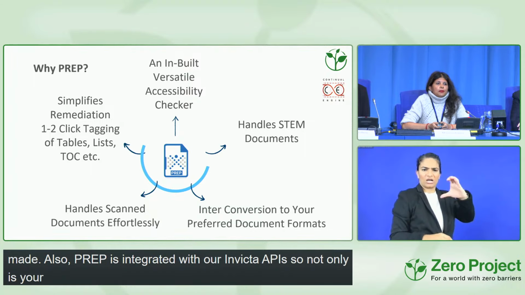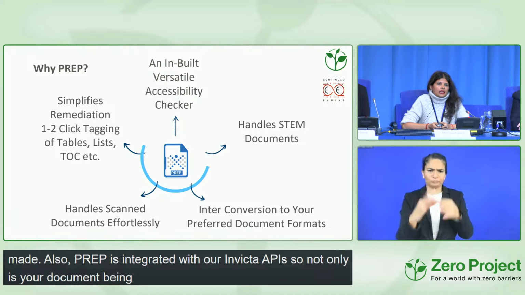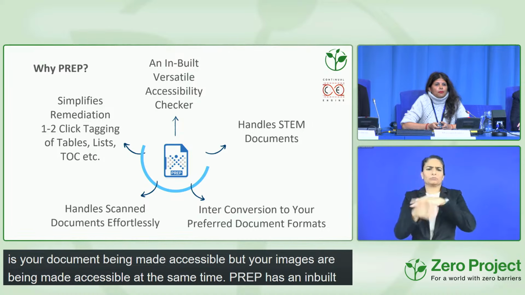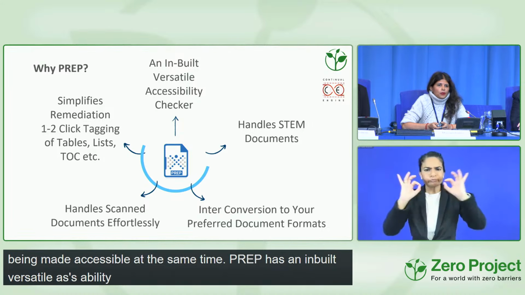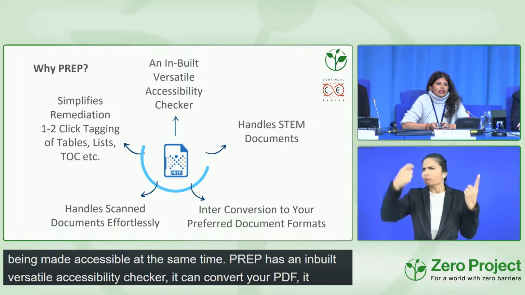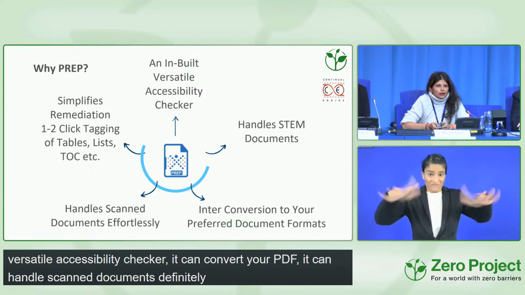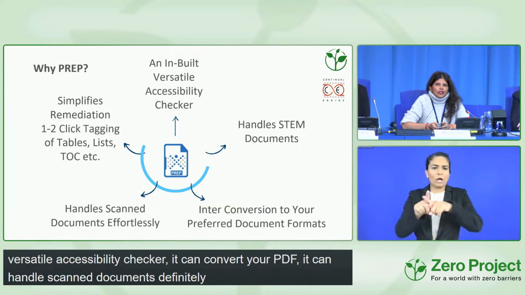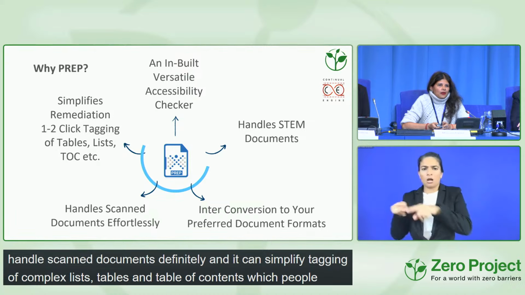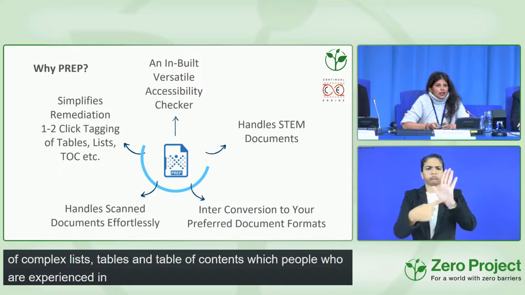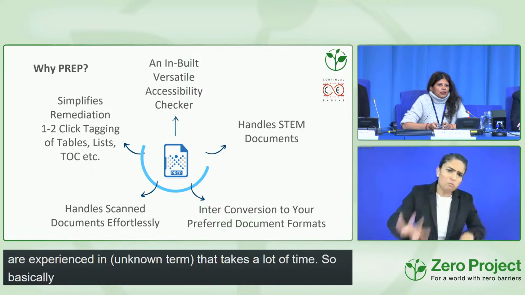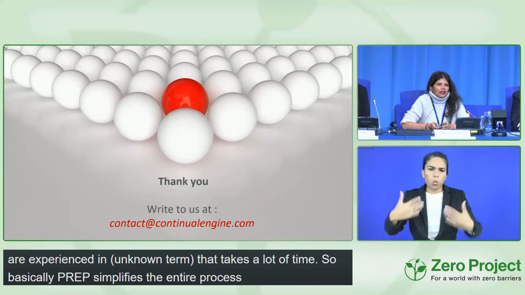PREP has an inbuilt versatile accessibility checker. It can handle complex STEM documents. It can convert your PDF into EPUB, HTML, audiobooks. It can handle scanned documents effortlessly, and it can simplify tagging of complex lists, tables, and table of contents, which people who are experienced in PDF remediation know take a lot of time. So PREP basically simplifies the entire process of remediating PDFs and gives immense cost and time savings. That's it. Thank you.